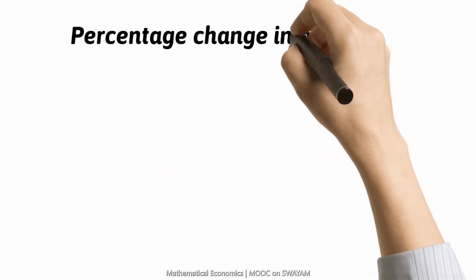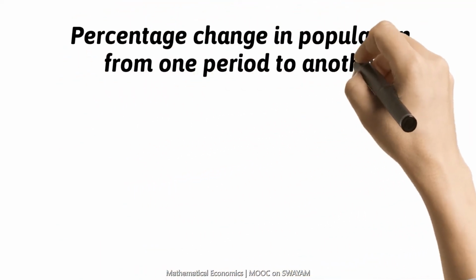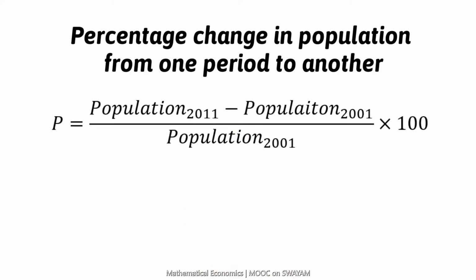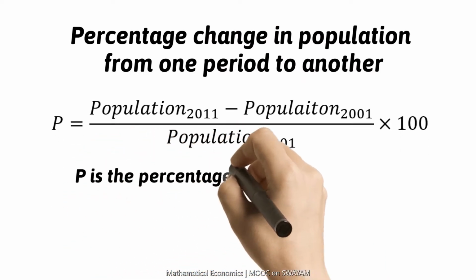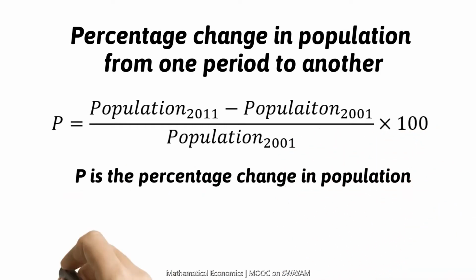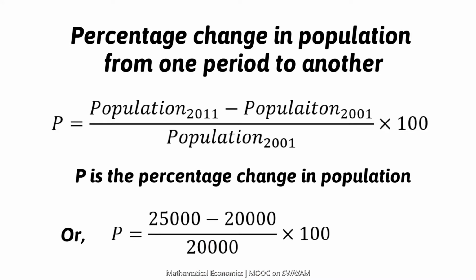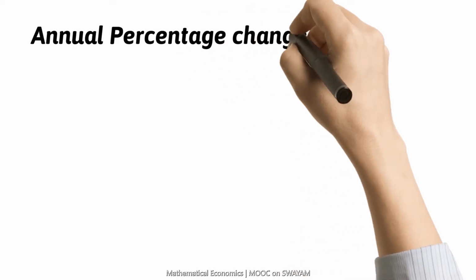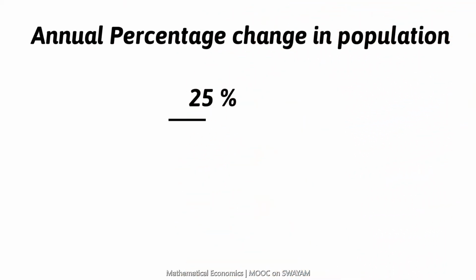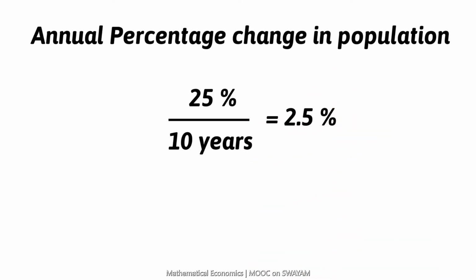The percentage change in population from one period to another is given by this formula. P is the percentage change in population, or P is equal to 25%. If we want to find the annual percentage change in population, we will have to divide 25 by 10 years, that gives 2.5%. This means the population increases by 2.5% every year. This is a way of finding the percentage change in population.